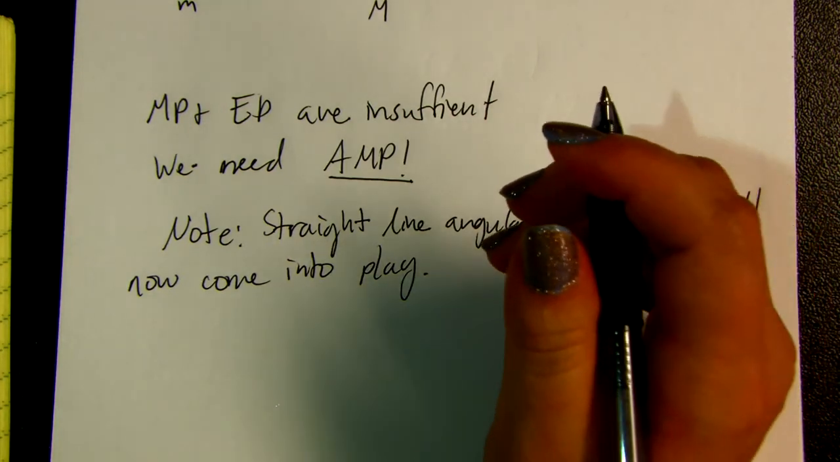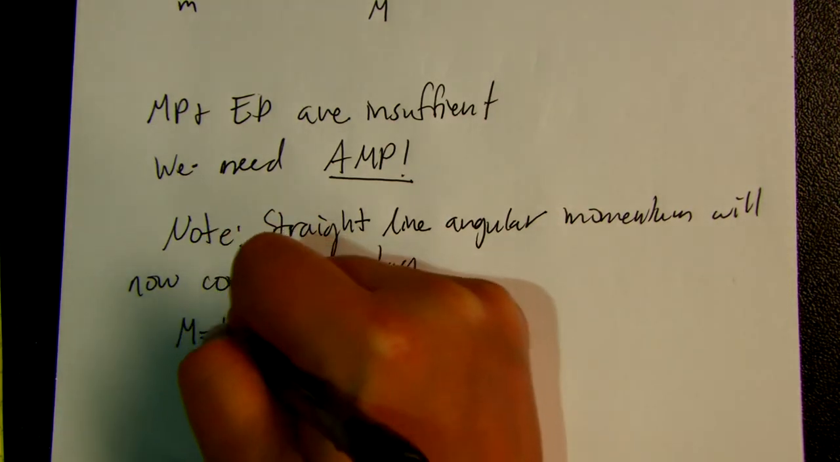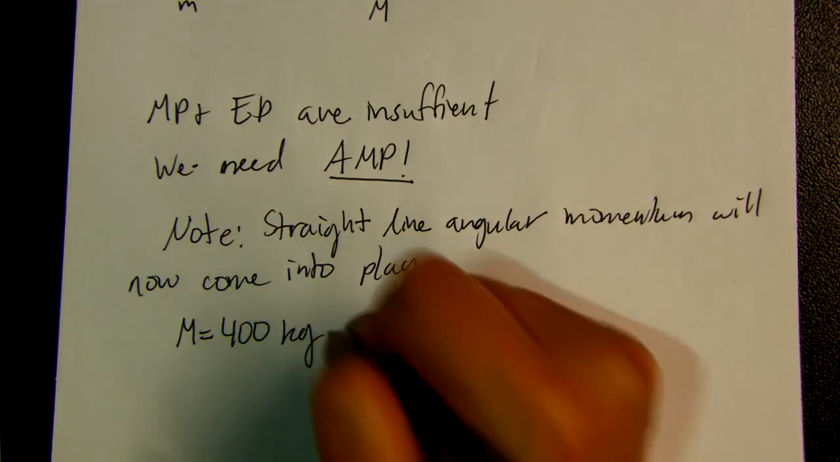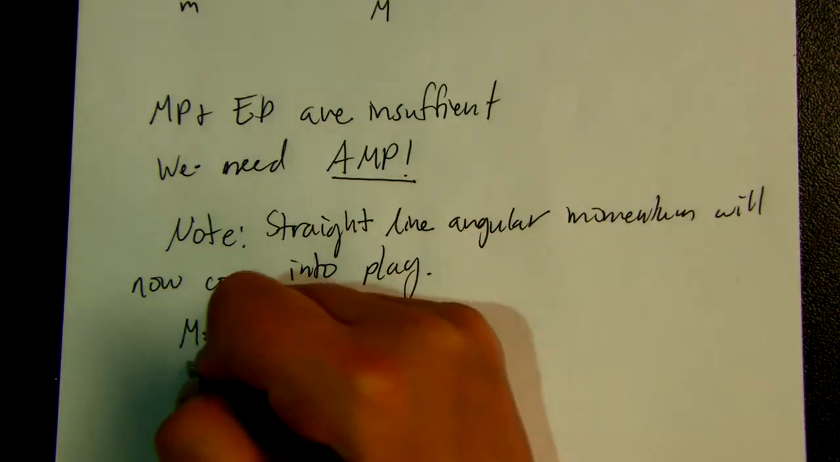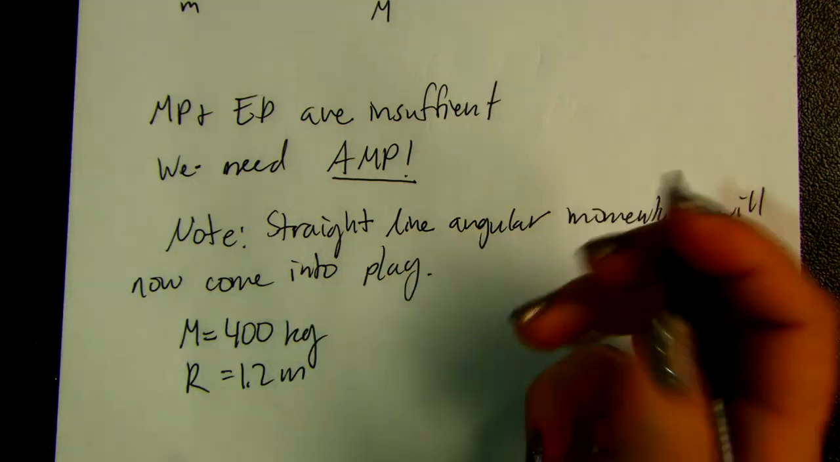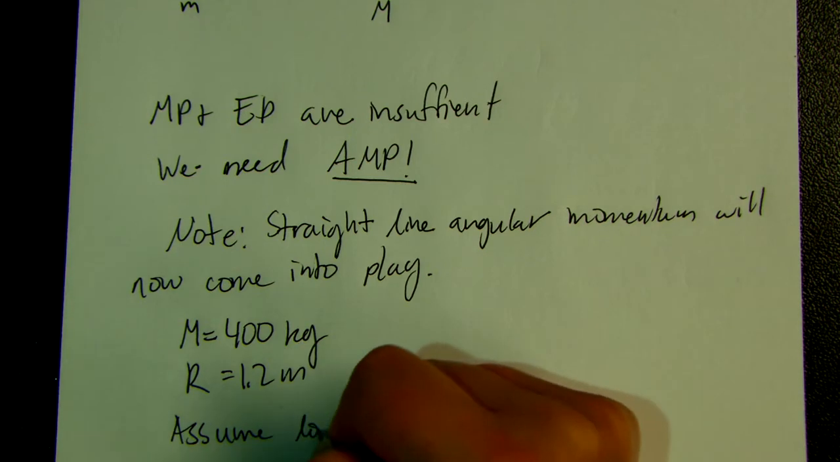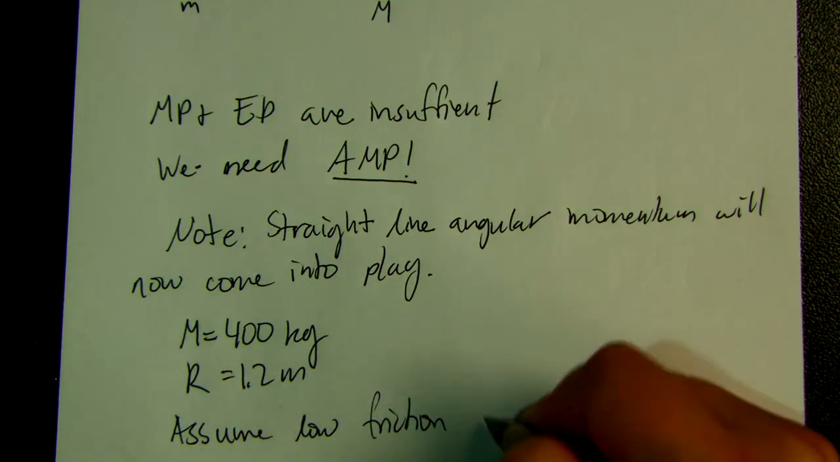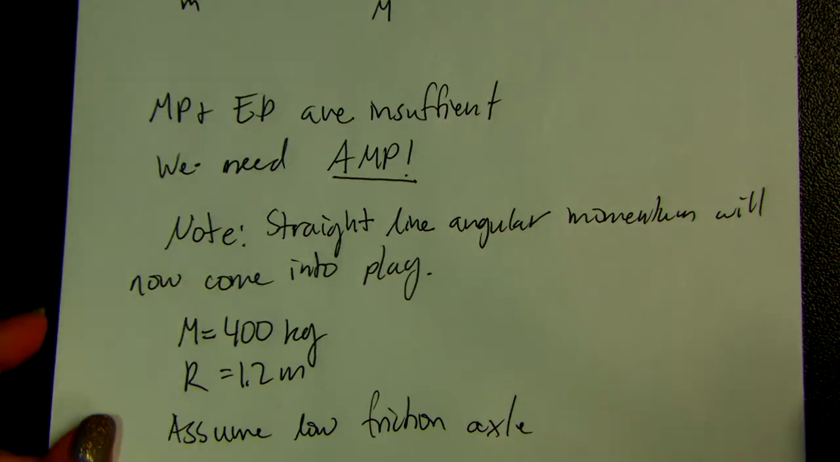All right, so the mass of the merry-go-round is about, by the way, I made these numbers up. I don't know how massive that merry-go-round at Windmill Park is. We're also going to assume it's nearly frictionless. I can assure you that assumption is going to be a stretch. The radius is about 1.2 meters. We're going to assume a low friction axle, which is a big stretch. But hey, we'll work with it. Okay, so that is the merry-go-round.